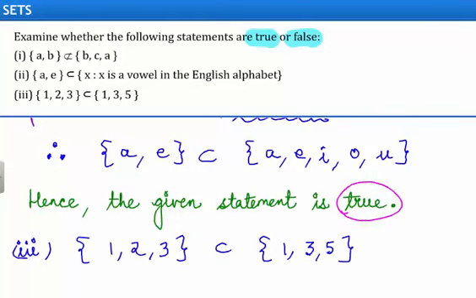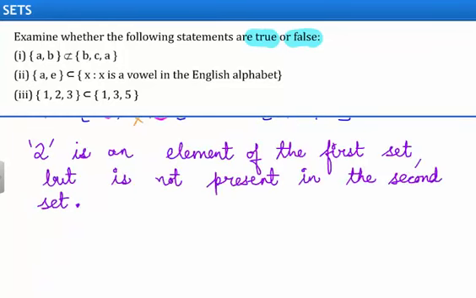The statement given in the third part is the set containing the elements 1, 2 and 3 is a subset of the set containing the elements 1, 3 and 5. Now, this element 1 is present in first as well as the second set. 3 is also present in both the sets, but you can see that this element 2 is not present in the second set.